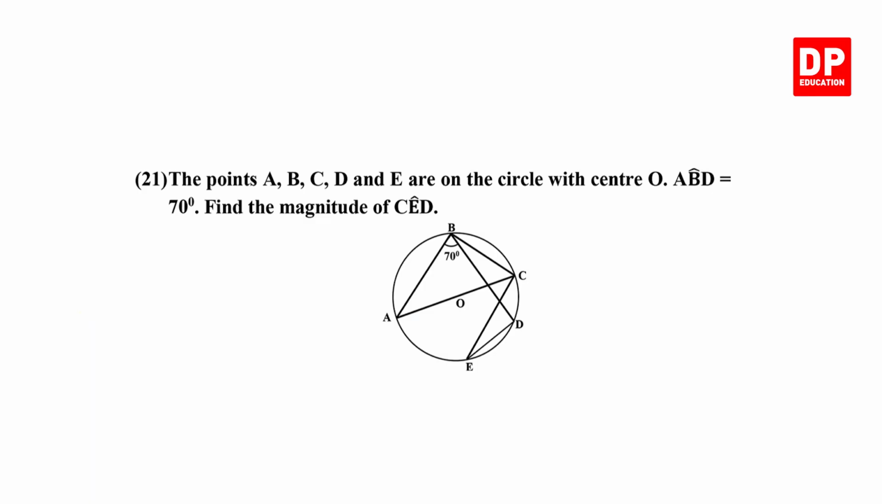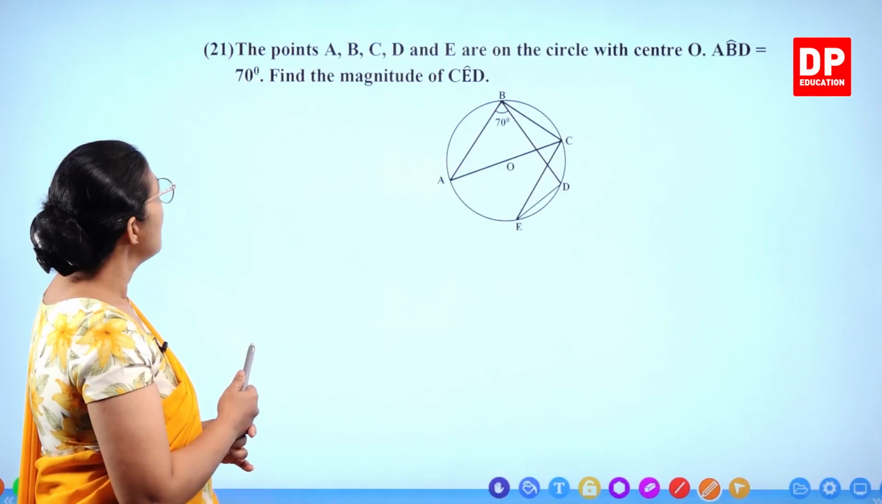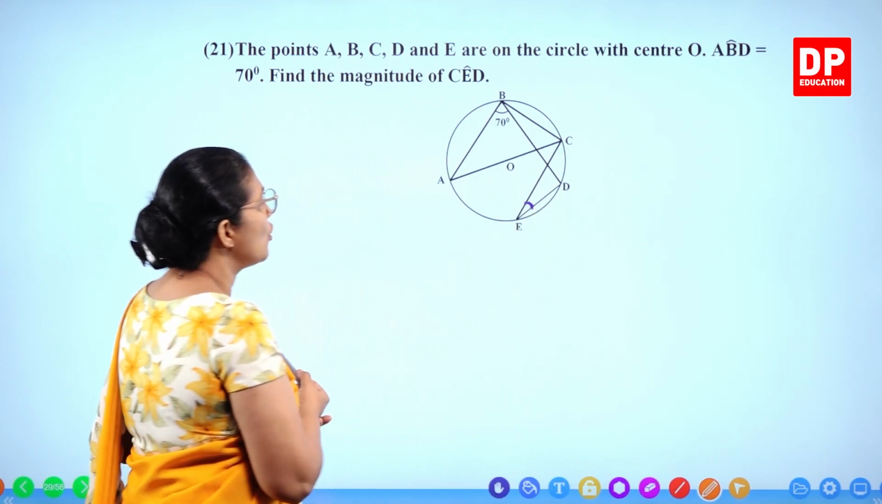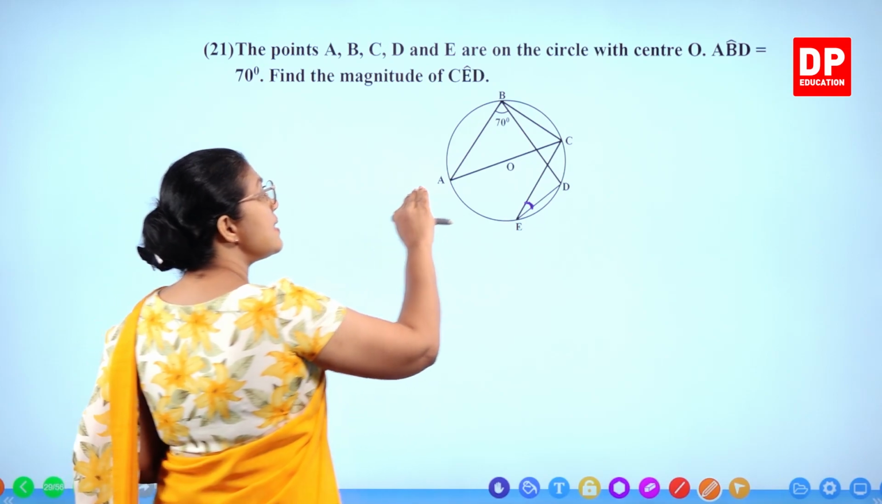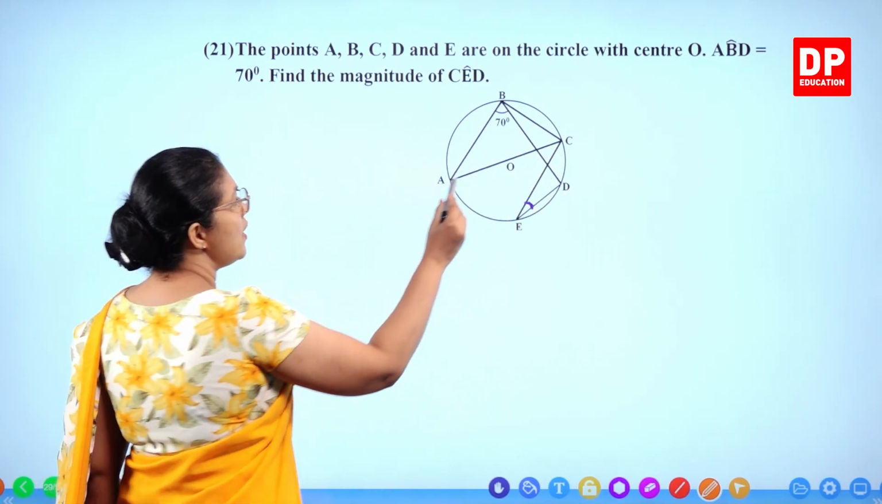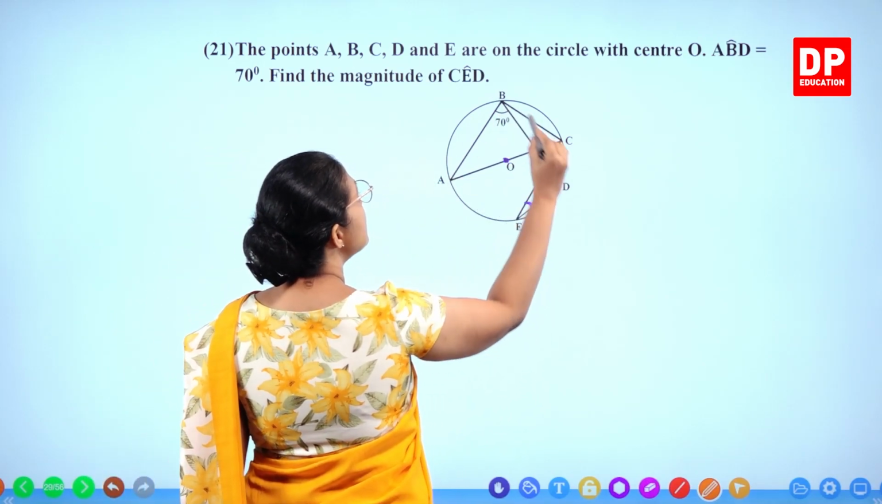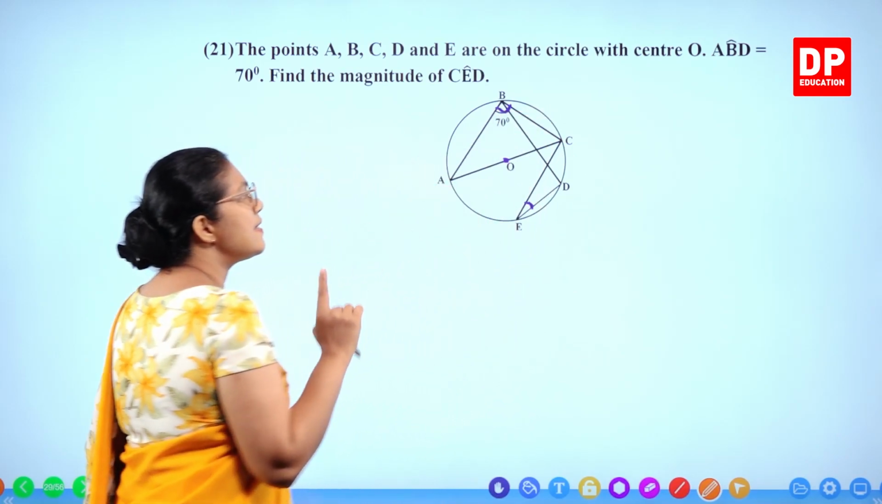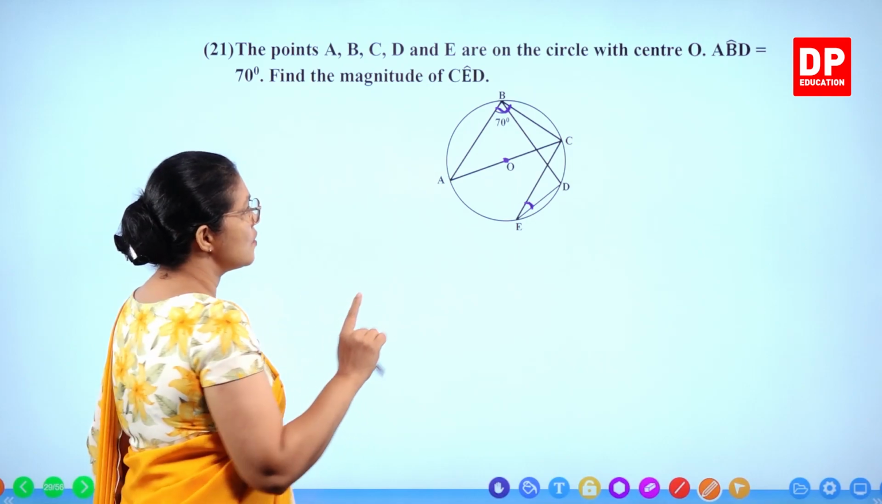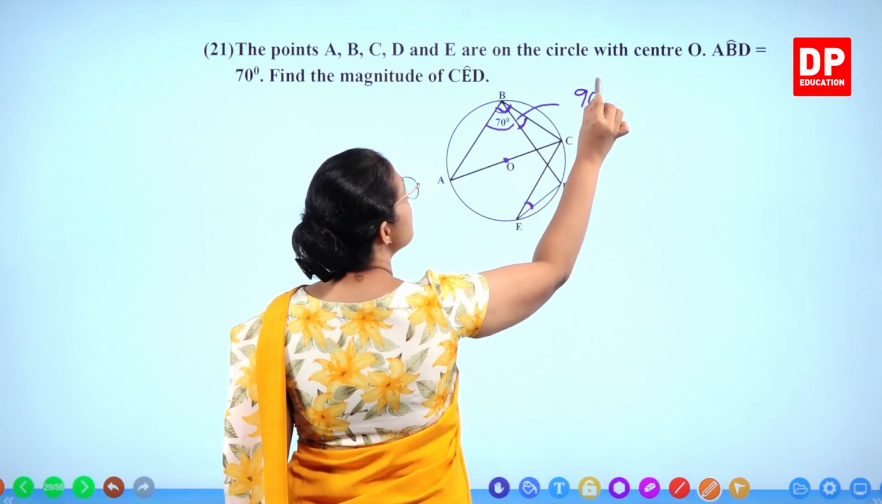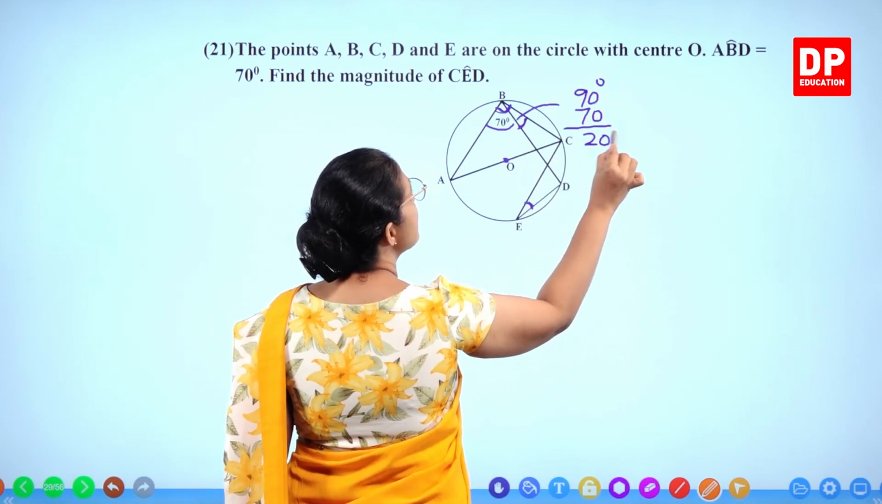Question number 21. The points A, B, C, D, E are on the circle with center O. ABD is 70. Find the magnitude of CED. CED, this angle. How are we going to find it? Can you see AC is the diameter of the circle because O is on AC. If this is the diameter, what is angle ABC? This is 90 degrees. Any semicircle angle is 90 degrees. So if this is 90 and this is 70, what is this angle? 90 minus 70, that's 20 degrees.